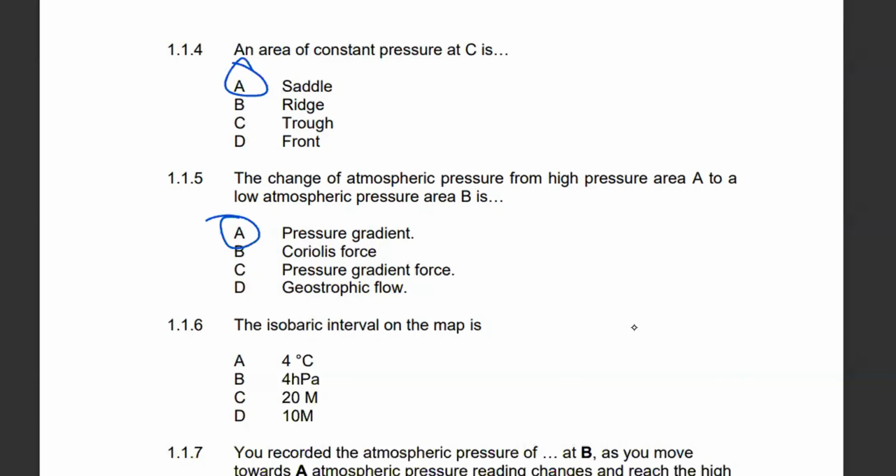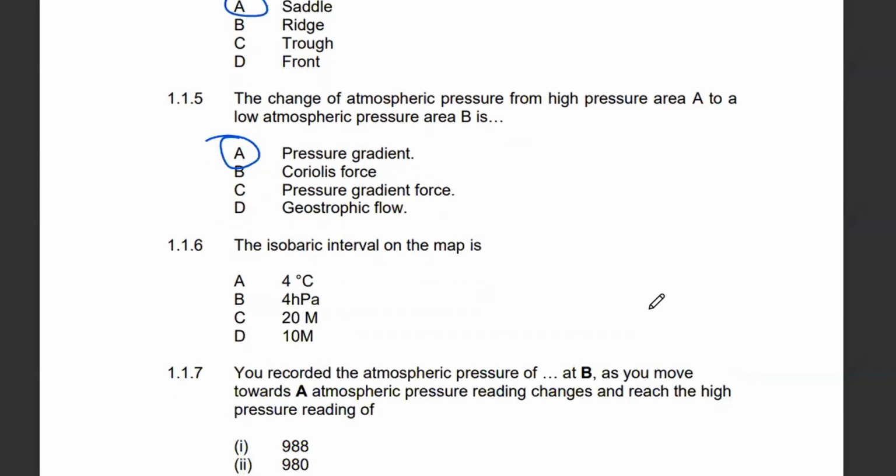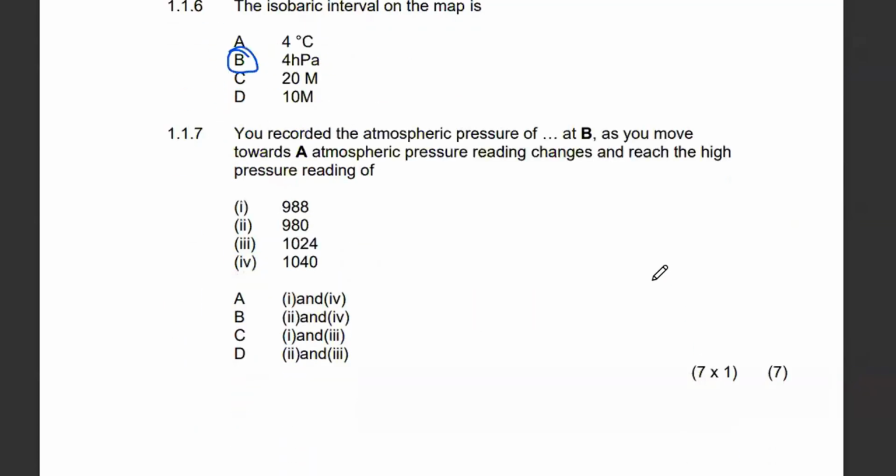The isobaric interval on the map, we're looking at the difference in atmospheric pressure between two consecutive isobars. We don't need to worry there because our units of measurement are already giving us a clue. 4 degrees Celsius is for temperature. 4 HPA is for pressure. This is height. So automatically our correct answer is B. You recorded the atmospheric pressure of dash at B. As you move towards A, the atmospheric pressure reading changes and reaches the high pressure reading of.